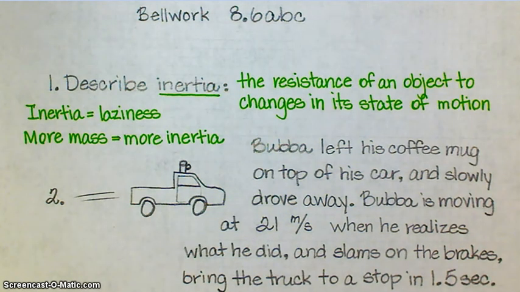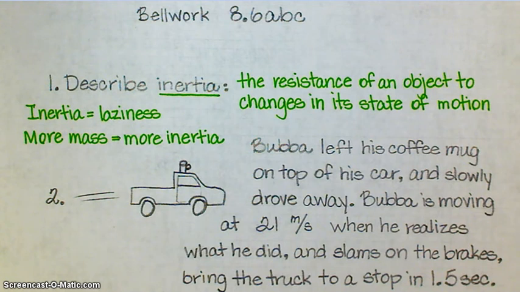So hopefully you've had a chance to jot all of that down, and then we're going to talk about Bubba leaving his coffee mug on top of his car. He drove away slowly. Well, apparently he drove away slowly enough that the coffee mug stayed on top of his truck. And then Bubba's moving along at 21 meters per second when he realizes what he did, and he slams on the brakes, and he brings the truck to a stop in 1.5 seconds. And it asks you to calculate the truck's acceleration.